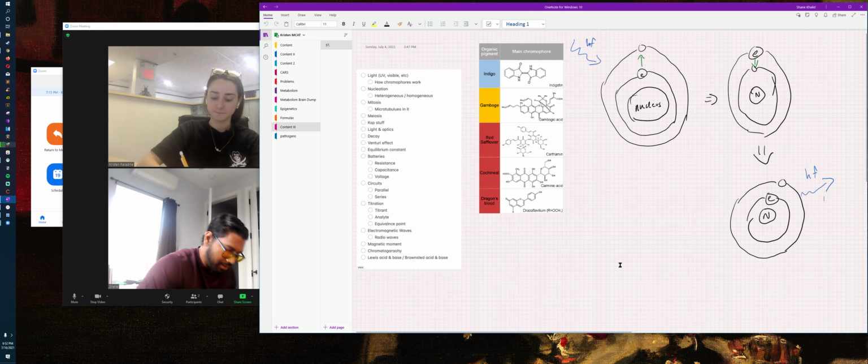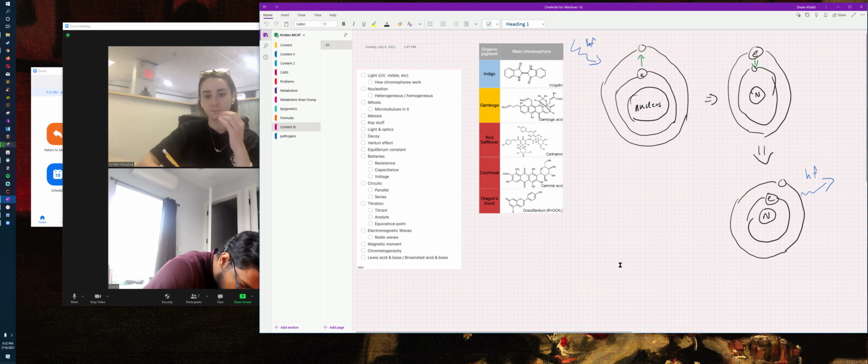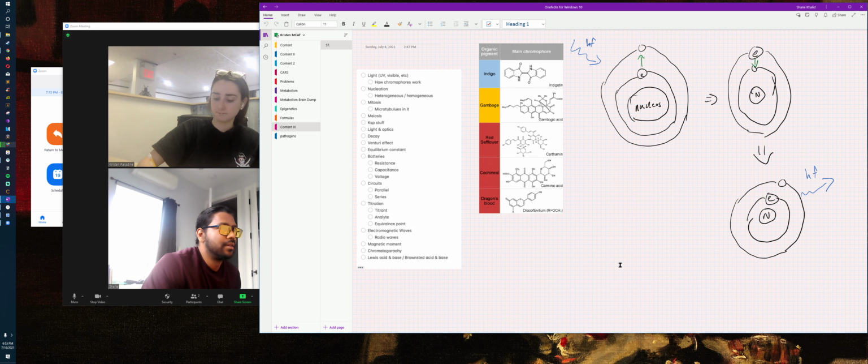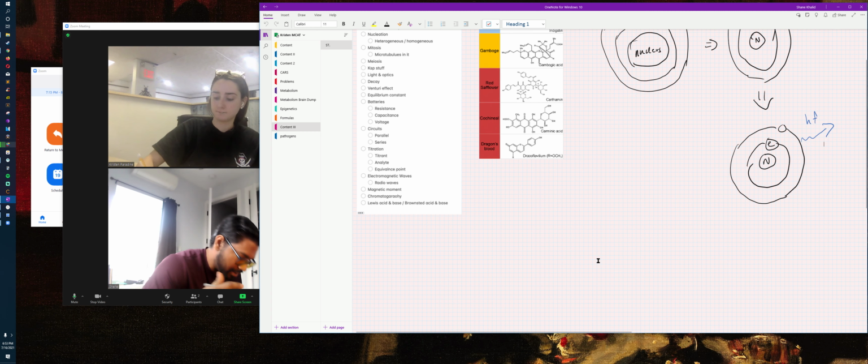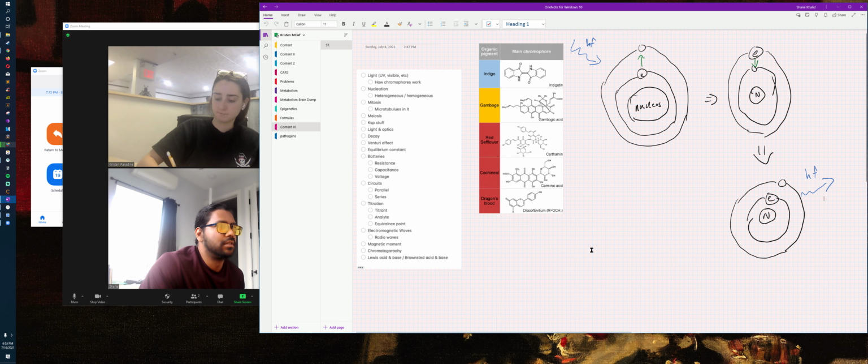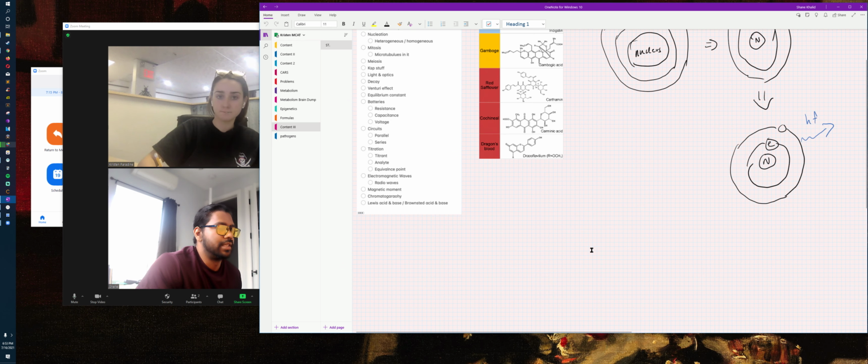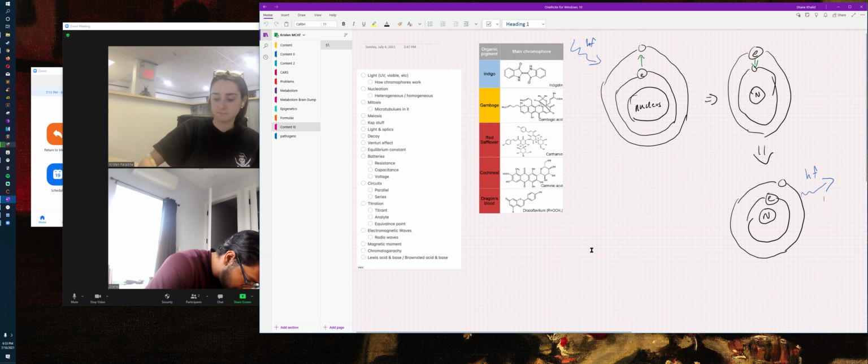Got that. So this is for atoms. Now, for chromophores, so for these, like pigments basically, I'll just write chromophore.